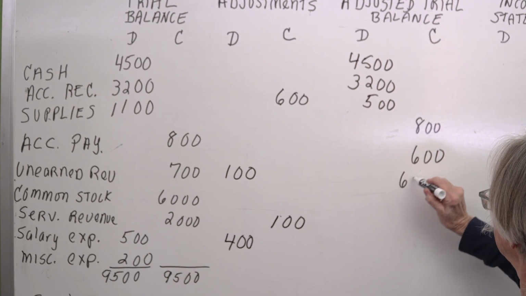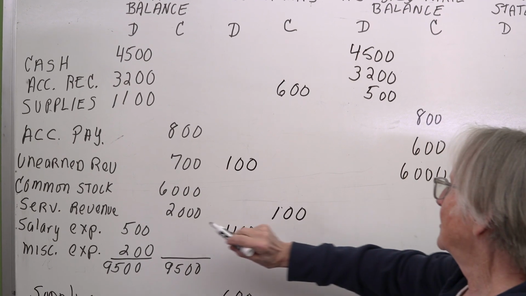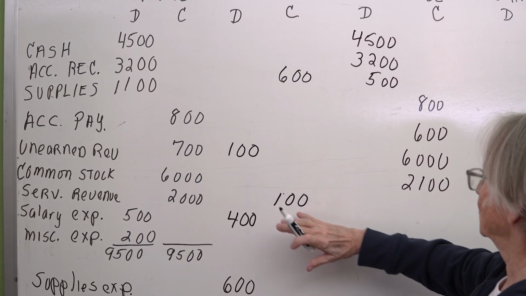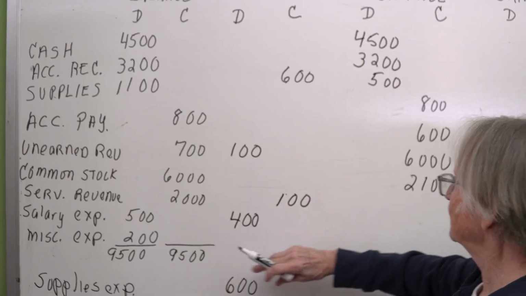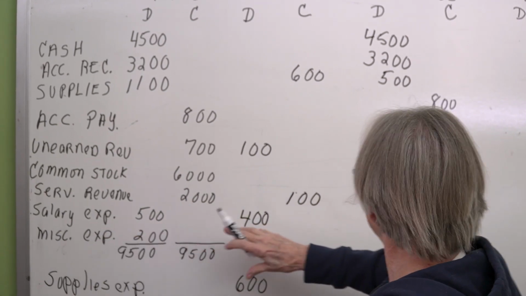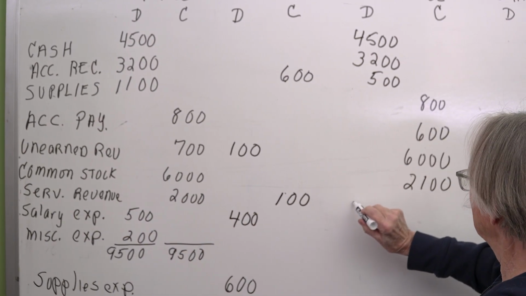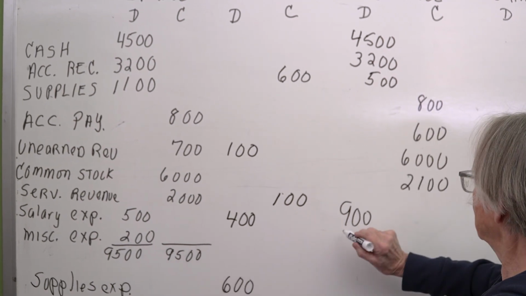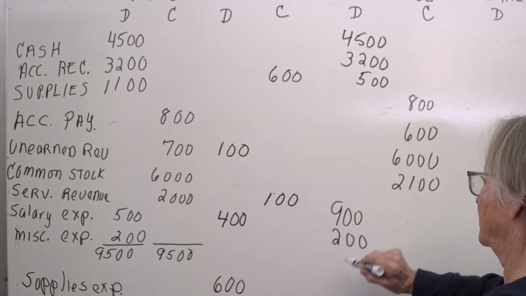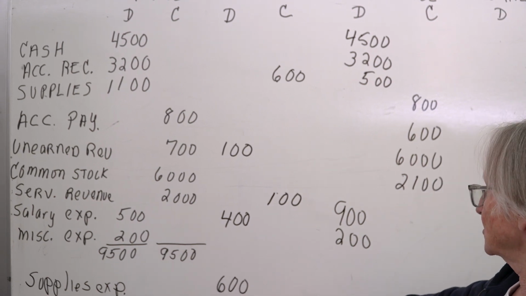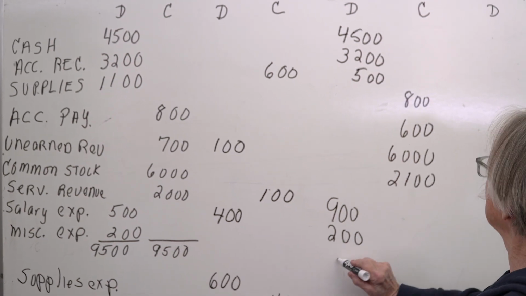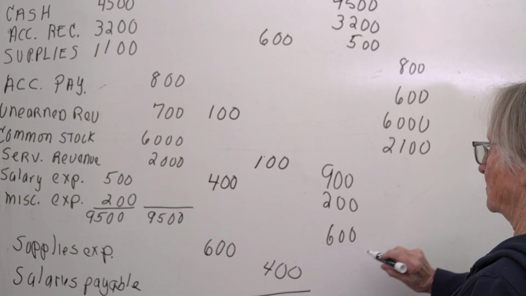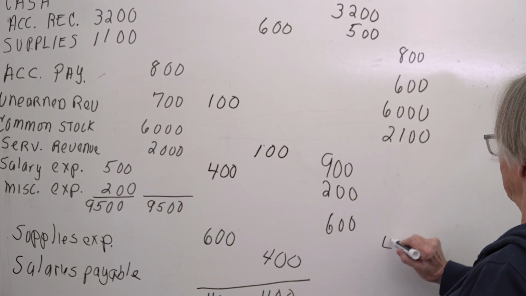Common stock, no changes to that. Service revenue is 2,100 because we earned some of the unearned revenue. Salary expense, 5 plus 4 is 9. Now that's a debit balance account, so it goes over here. Miscellaneous expense, no change there. And then we have to make sure we don't forget these guys down here. We got supplies expense of 600 and salaries payable of 400.